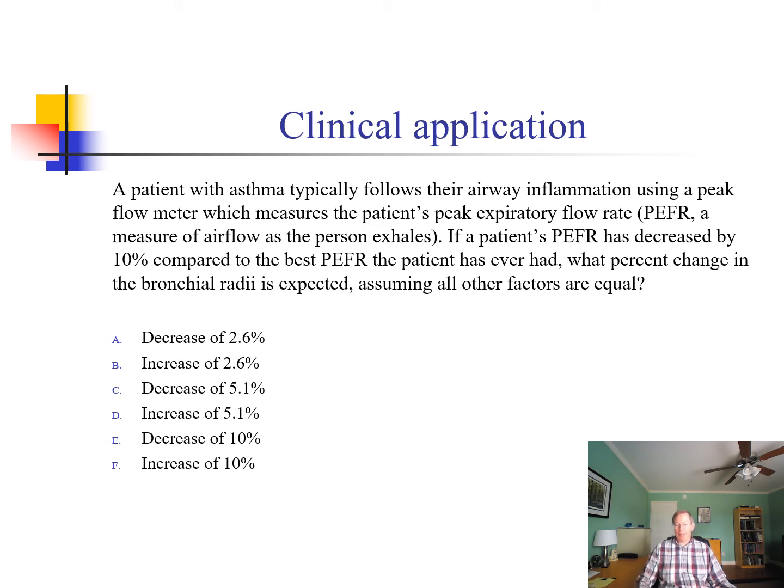Now let's say a person has asthma, and in asthma their airway can become inflamed. One of the things that we will have patients with asthma do is to use a peak flow meter. It measures their peak expiratory flow rate. And if this peak expiratory flow rate decreases by 10% compared to their best peak expiratory flow rate, in other words, when there are no problems with the person's breathing, what percent change in the bronchial radii would you expect, assuming other factors are equal?